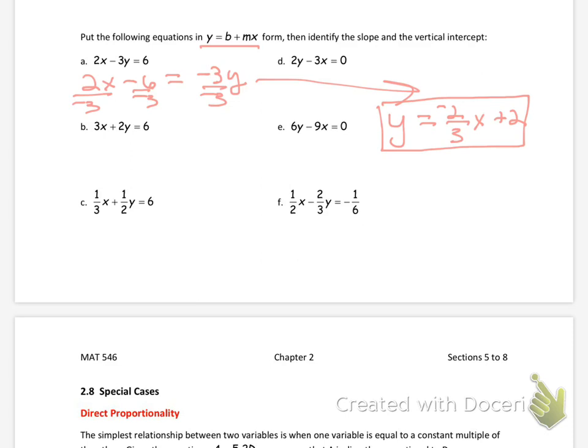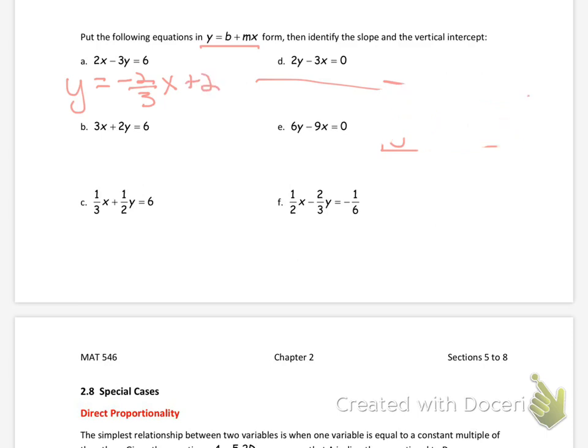So why don't I erase this work since you've seen it, and see if you can get y equals negative 2/3 x plus 2 for your answer. Okay, and I'll erase this. The other one's very similar to it. Well, let's do it anyway, because that's kind of a fun one too. So let me change color so you have a little variation.